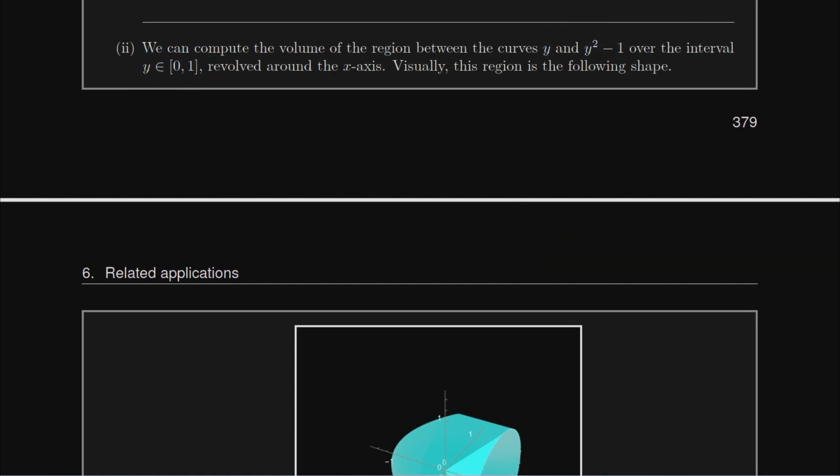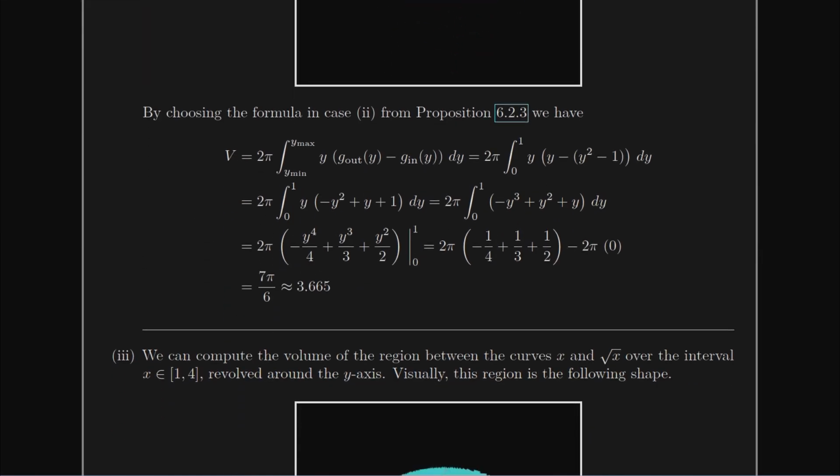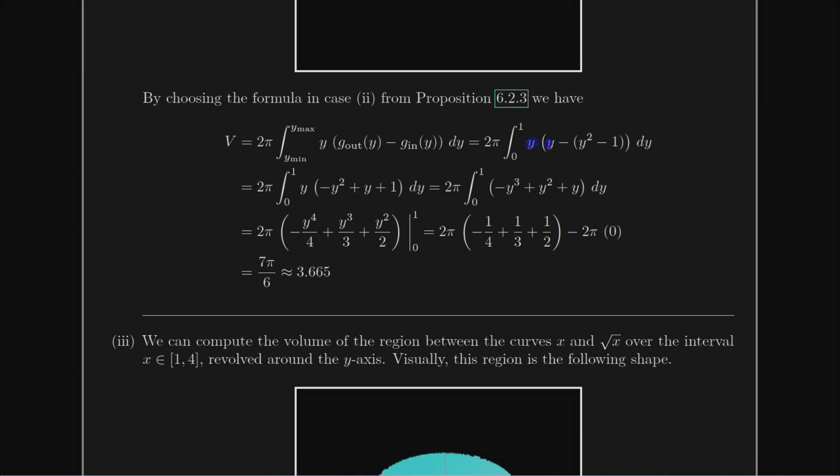If we simplify that out, we're going to end up with y minus y squared minus 1, or in other words, negative y squared plus y plus 1. Distribute my y out front, I have negative y cubed plus y squared plus y. Take an antiderivative, I'll have negative y to the fourth over 4 plus y cubed over 3 plus y squared over 2. On my bounds 0 and 1, we end up with 7 pi over 6, or approximately 3.665.